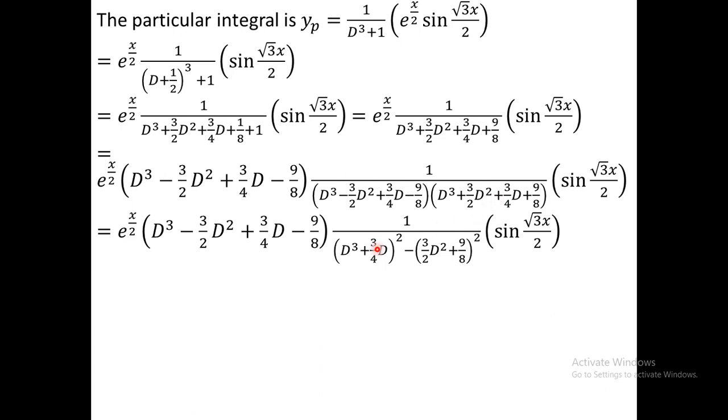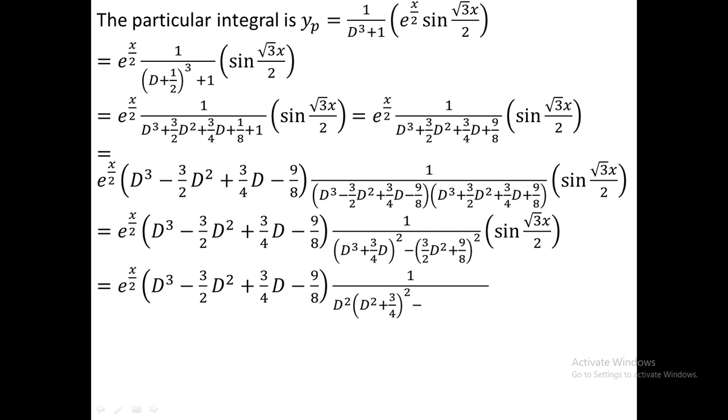Again I take D from that, therefore outside of the bracket this D will be D square, therefore D square into (D square plus 3 by 4) whole square, and this remains the same, minus (3 by 2 D square plus 9 by 8) whole square.